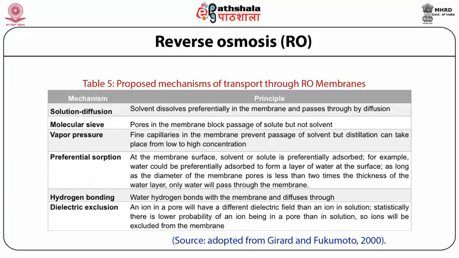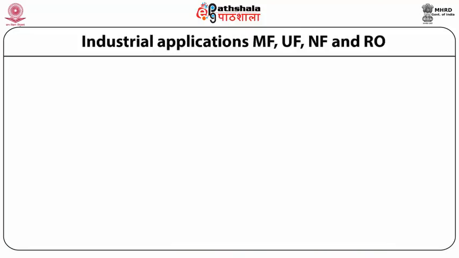And next is dielectric exclusion. It says an ion in a pore will have a different dielectric field than an ion in solution, and statistically there is a lower probability of an ion being in a pore than in solution. So ions will be excluded from the membrane, which shows the industrial application of these classical membrane-based systems, I mean microfiltration, NF, and RO.